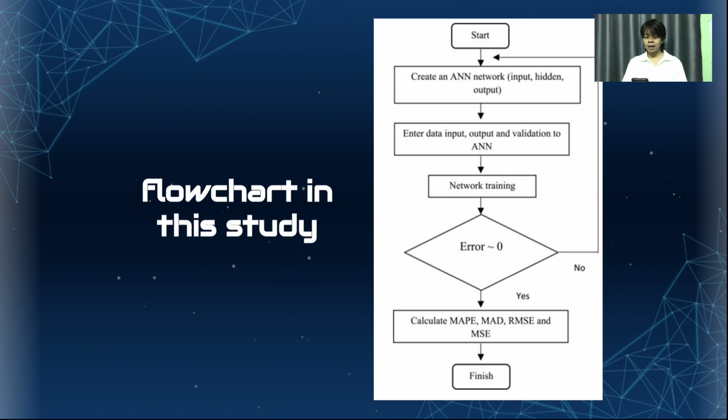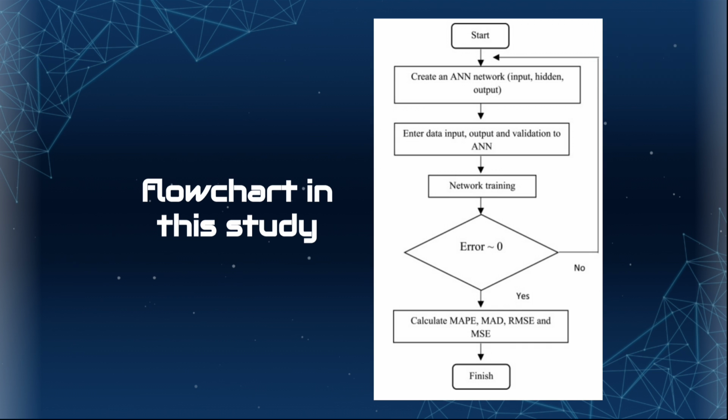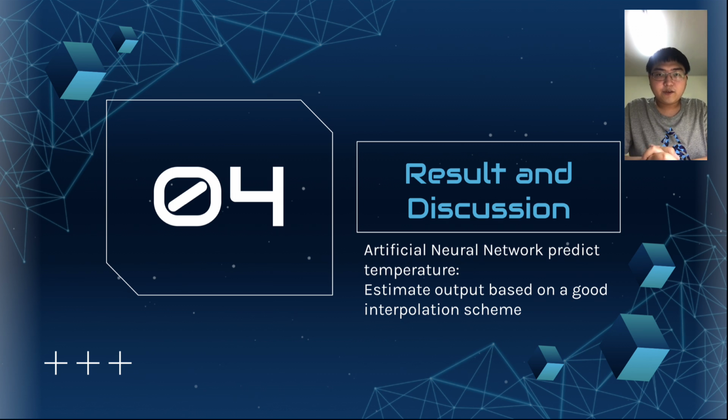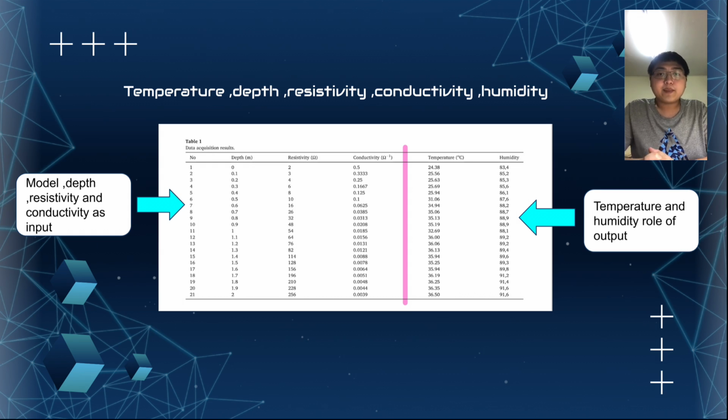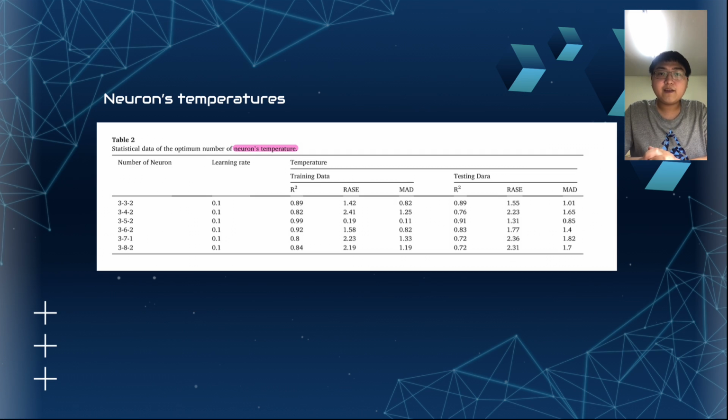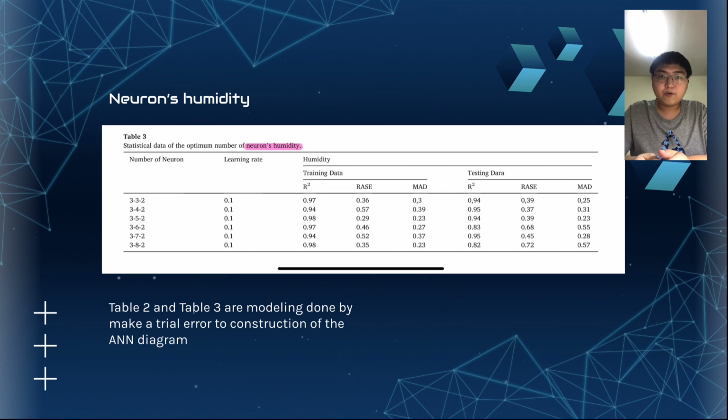Continue with this slide. It is the flowchart of this study. Artificial neural network is the best way to predict temperature. Geosmics, depth, conductivity, and resistivity modeling are the input. Humidity and temperature are the output. In table 1, neurons temperature is in table 2, and neurons humidity is in table 3. Those are built from the actual sensors.